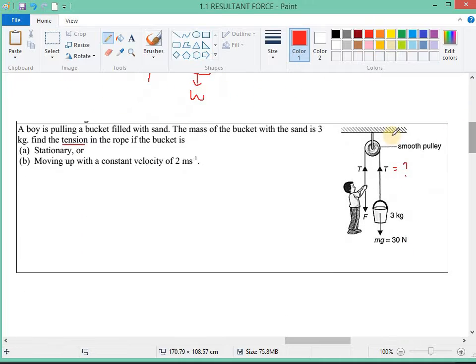Okay, look at the example. A boy is pulling a bucket filled with sand. The mass of the bucket with the sand is 3 kg. Find the tension in the rope if the bucket is stationary or moving up with a constant velocity of 2 meters per second. Okay, you look at here. This bucket is 3 kg.